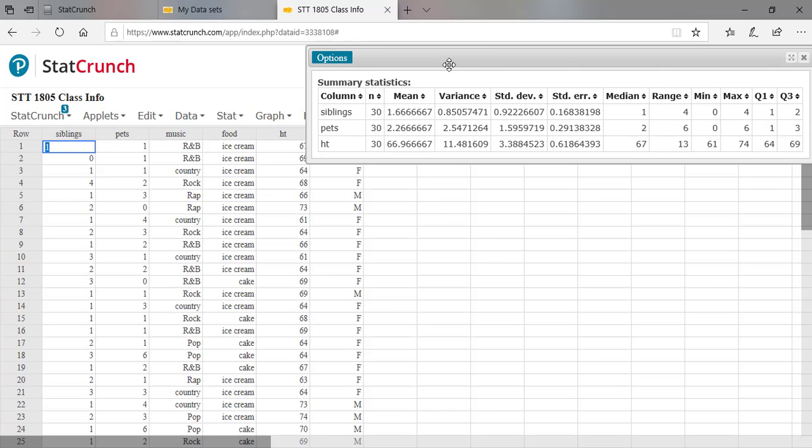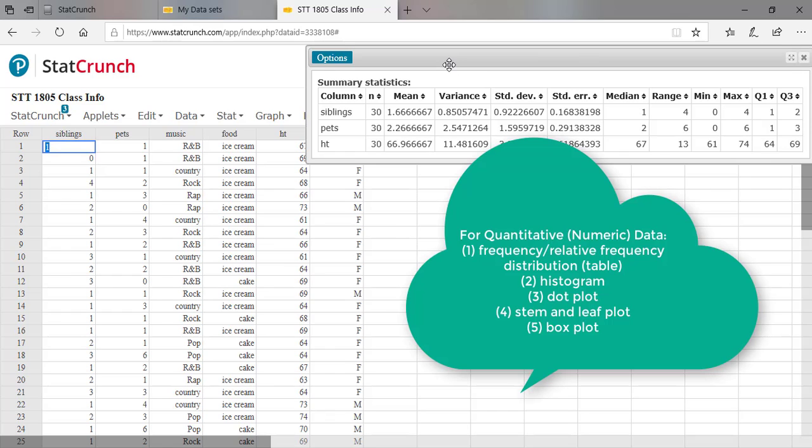And let's see, graph types that we have discussed before. We have said that whenever we have quantitative data, we can, of course, like we just saw, create a frequency table or a frequency distribution. We can create a histogram. We can create a dot plot, a stem and leaf plot, and also a box plot. So we have several new options that become available to us now that we are dealing with numerical data.